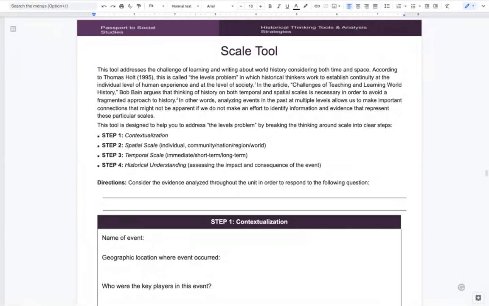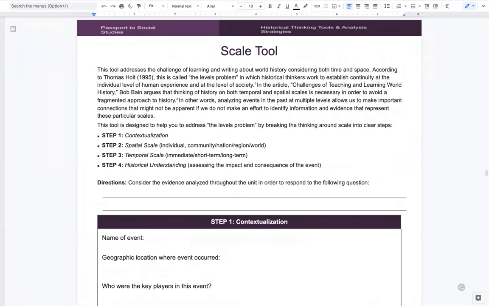My name is Dr. Jeremy and I will be walking you through step 1, contextualization. You may or may not have seen this tool before, but let's dive right in. You will see this tool throughout the 10th grade curriculum. This tool is very helpful in looking through history.